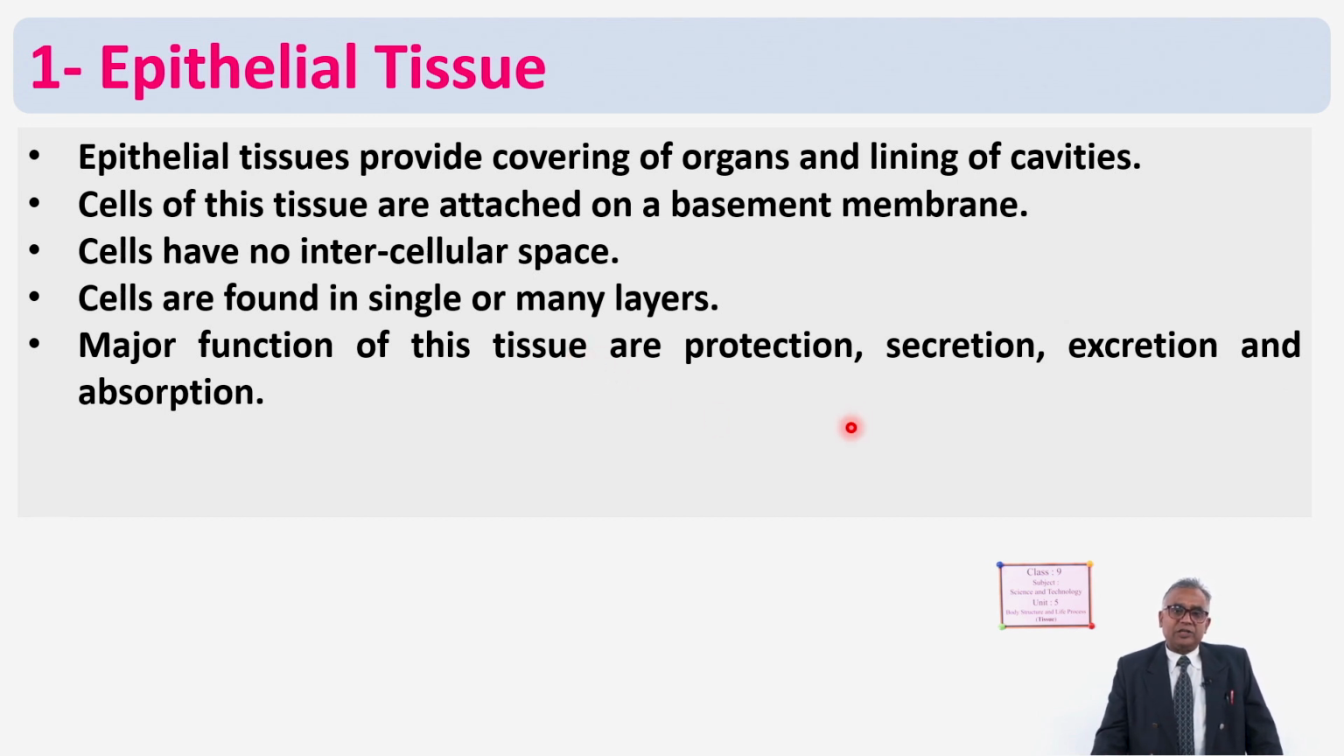Major functions of this tissue are what? Protection, covering. What does a cover do? Protects our organs. Secretion, produces some juices. Excretion, helps to throw out the unnecessary substances from our body. And absorption, after digestion of food, what happens? That is absorbed in our body, mixed up with blood. So absorption. These things are done by epithelial tissues. They are also very important tissues in our body.